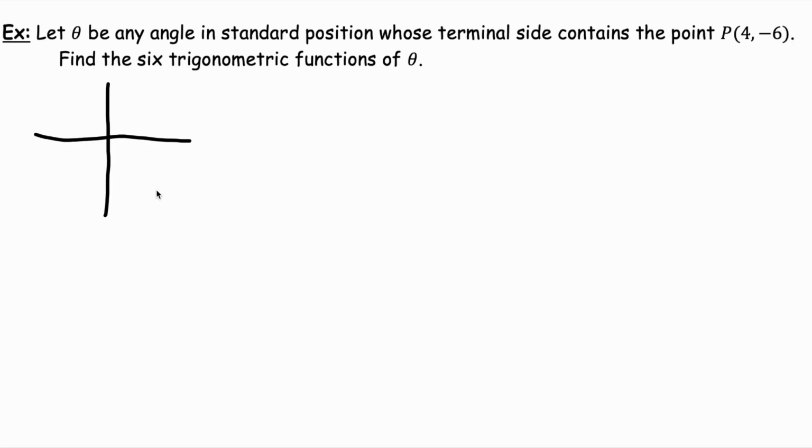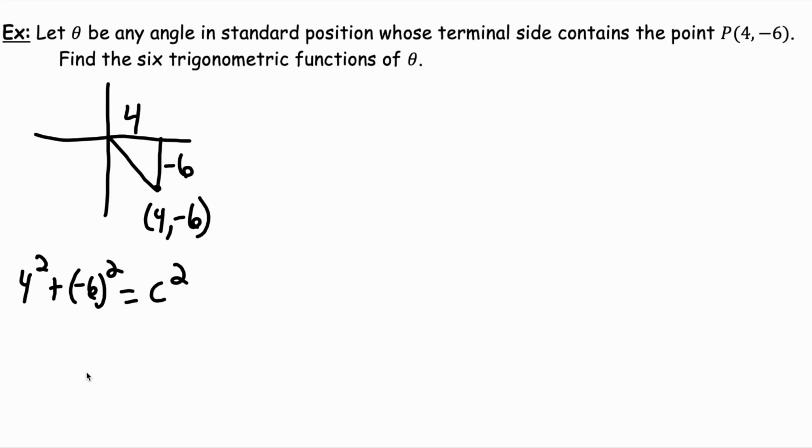So 4, -6 is down here. This is my 4, right 4, down -6. We're going to connect with the origin, connect with the x-axis. We go to the right 4, and we went down 6. Now I need to figure out what is my hypotenuse. So again, we're going to do 4 squared plus -6 squared equals c squared. And you can do that, simplify it, you end up with 2 square root of 13. So that's my hypotenuse, 2 square root of 13.